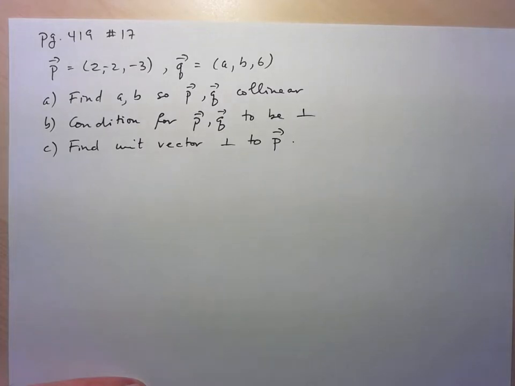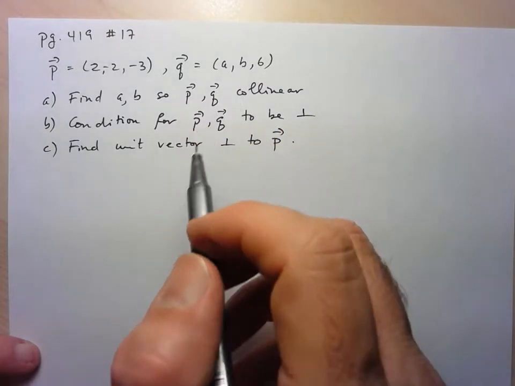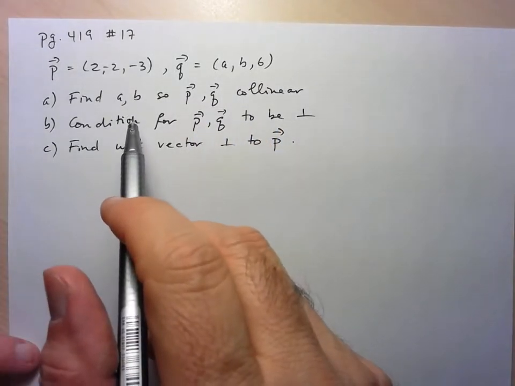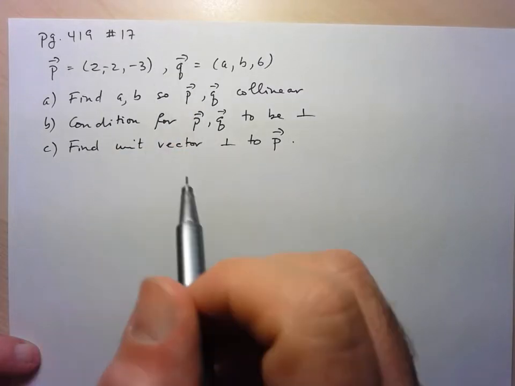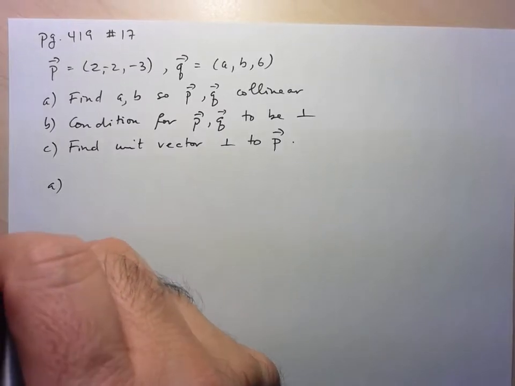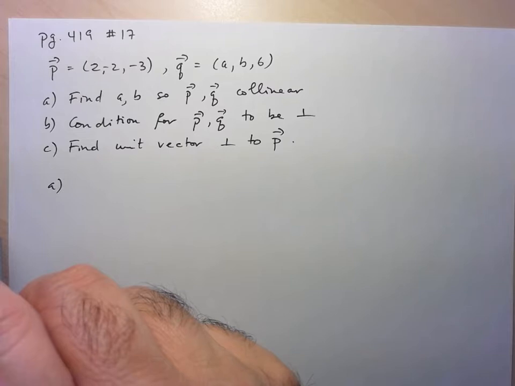Hi folks, this is number 17 from page 419. So they give us these two vectors, the second of which has a couple of unknowns. So in the first one they want us to find the values of a and b that make these two vectors collinear.